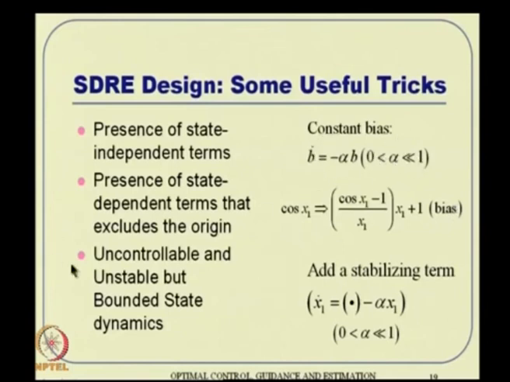Okay. Then what happens for uncontrollable and unstable but bounded state dynamics? In those situations again you can introduce some term like this, minus alpha times x1, to whatever existing term is there in x1 dot, where alpha is again a small number. Then it tries to nullify that when x1 goes larger and larger, even though alpha is small, x1 dot is largely dictated by this term. It prevents x1 from really becoming very large. So, these are some of the tricks suggested in the literature to handle it within the SDRE framework actually.